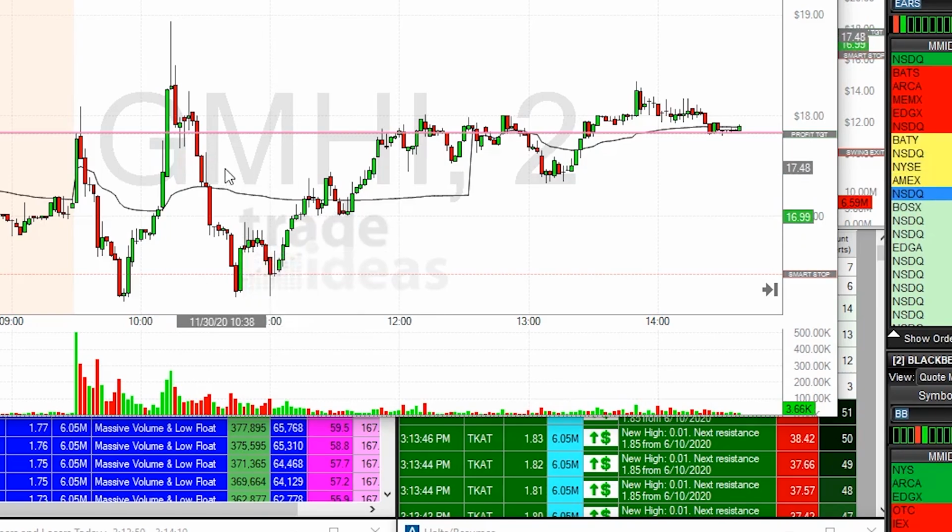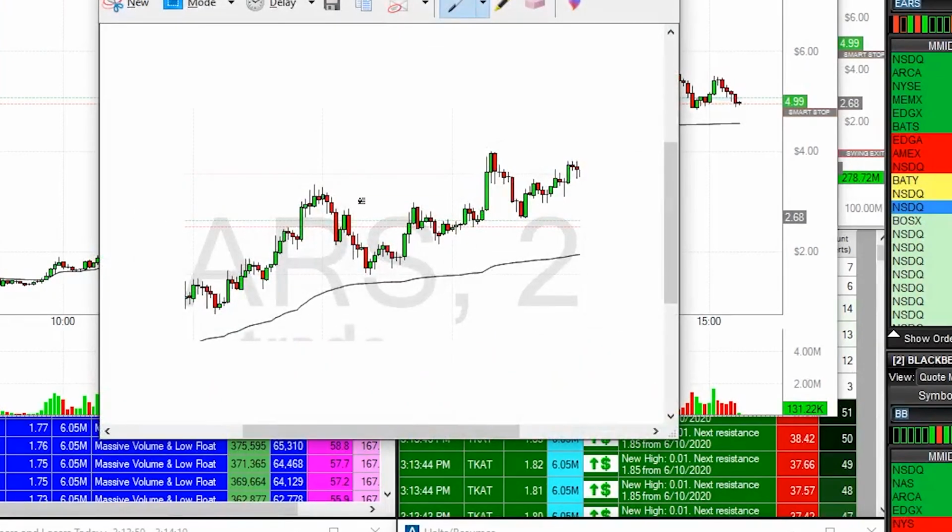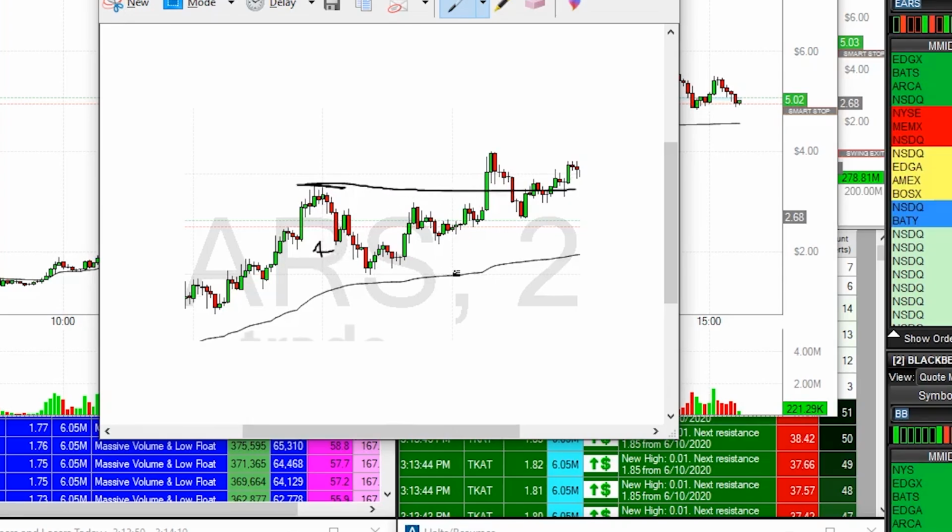So GMHI, here's an example of a great U-shaped pattern. Obviously, again, EARS right here. EARS, I've already talked about this one. We could break this down and talk about the ABC, right? What do we have right here? We could see as the stock comes up towards our top resistance, there's our resistance wall. Resistance, we can drag it right on across, right? We have our A wall. We are going to have our B wall. We are going to have our C. And then, of course, we have our D.